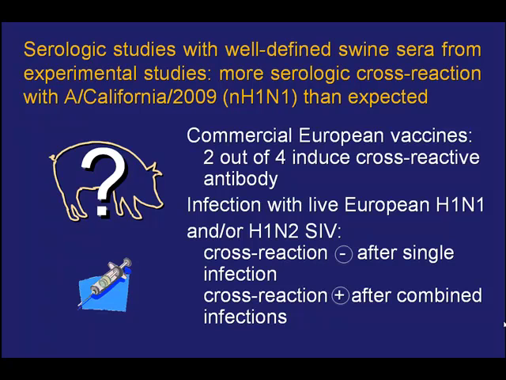And those sera were from swine that had been vaccinated twice with swine flu vaccines on the European market, or from swine that had been intranasally inoculated with live European influenza viruses. And the sera were then examined in hemagglutination inhibition tests against a novel H1N1 virus and a series of North American swine viruses. To our surprise, 2 of the 4 vaccines examined induced cross-reactive antibody to novel H1N1.